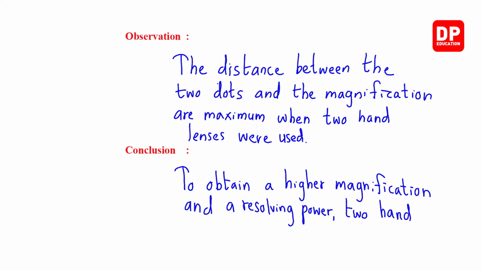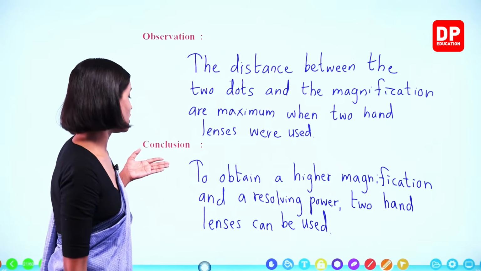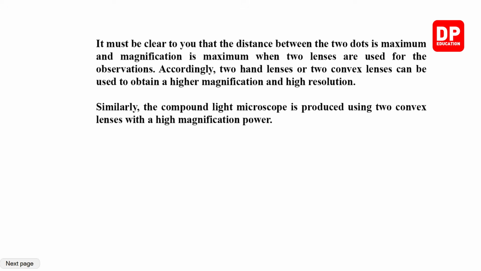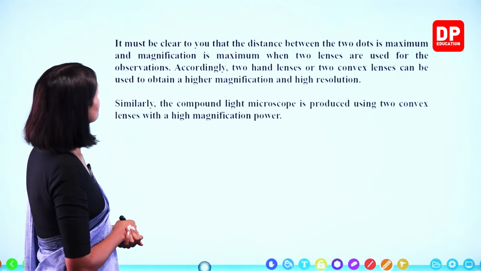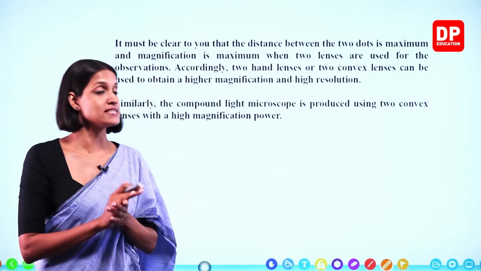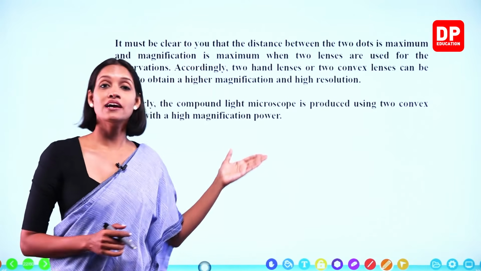Two hand lenses can be used, right? To obtain higher magnification and resolving power or resolution, two hand lenses can be used, right? Okay. So it must be clear to you that the distance between the two dots is maximum and magnification is also maximum when two lenses are used for the observations, right? Accordingly, two hand lenses or two convex lenses. Now, a hand lens is made up of a convex lens, right? Two convex lenses can be used to obtain higher magnification and high resolution.